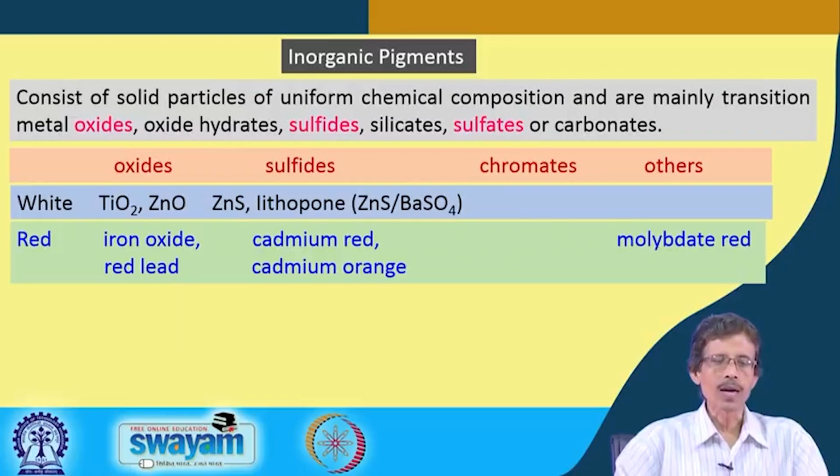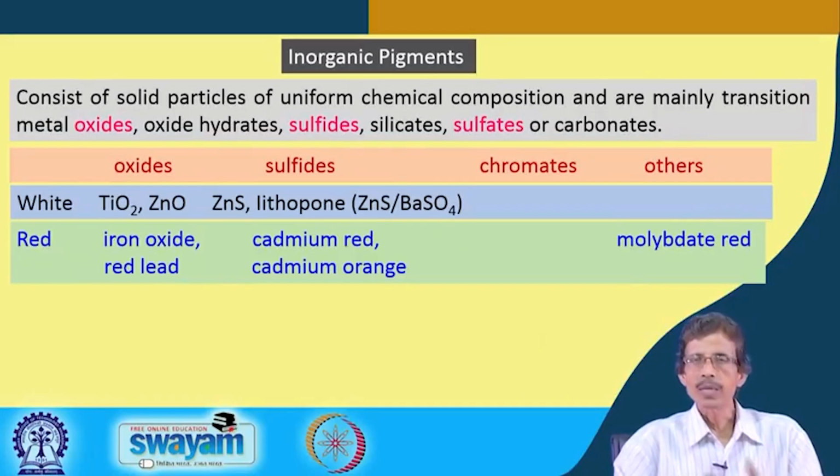Then for the sulfides, you get the cadmium red or the cadmium orange, because we will also see that the cadmium can give you a variety which is yellow in color, and the mixing of these two together, that means your red variety and the yellow variety, can give you the corresponding orange variety. So, mixing of all those materials can control the corresponding coloration, that means the hue.